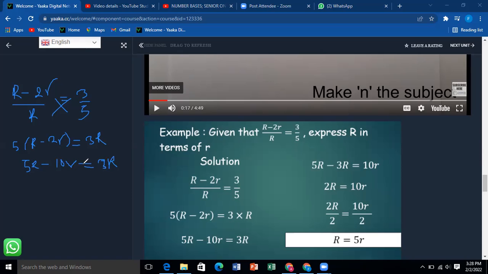So when we get here, we are going to collect terms in capital R alone and the terms that are in small r alone. So we can transfer the 5 capital R to the right-hand side so that we remain with the negative 10 small r is equal to 3 capital R minus 5 capital R.